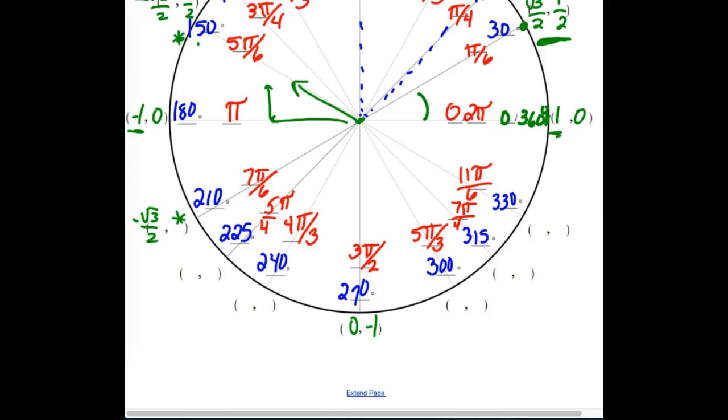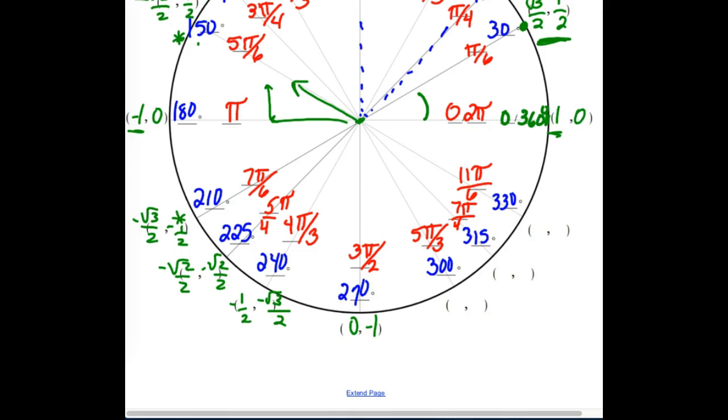Negative root 3 over 2 and negative 1/2. All right. My 45s are always the root 2 over 2s? Yes? For x and y? So negative root 2 over 2, negative root 2 over 2. And for 240 degrees or 4 pi over 3, we'd have negative 1/2 and negative root 3 over 2.